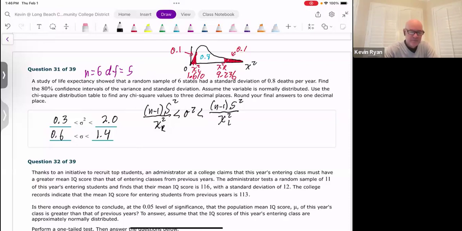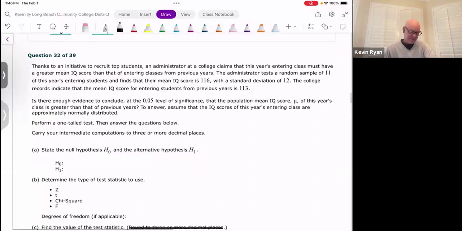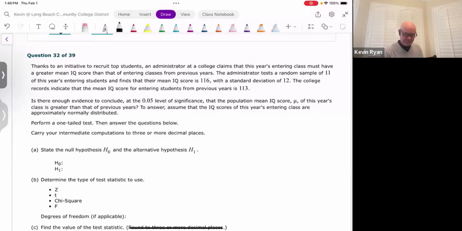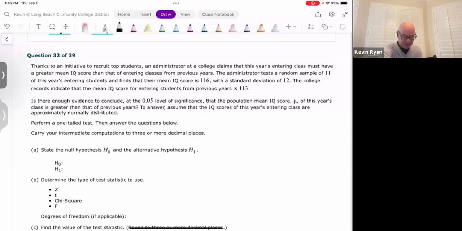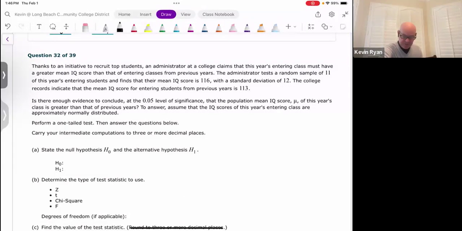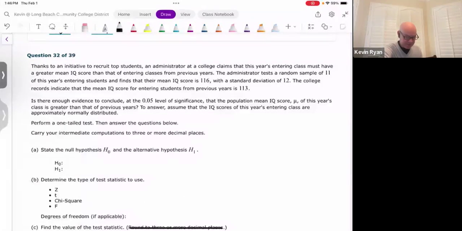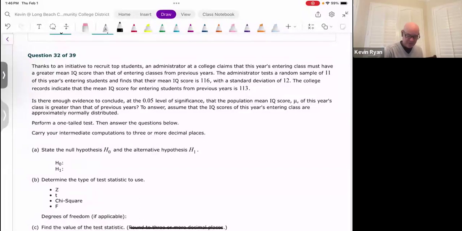And we are to hypothesis testing. Thanks to an initiative to recruit top students, an administrator at a college claims that this year's entering class must have a greater mean IQ score than that of the entering class from previous years. The administrator tests a random sample of 11 of this year's entering students and finds that their mean IQ score is 116. With a standard deviation of 12, the college records indicate that the mean IQ score for entering students from previous years is 113.